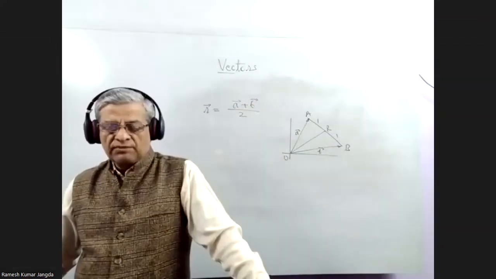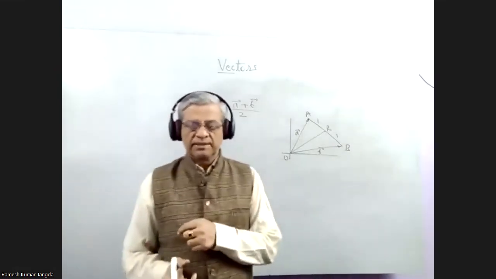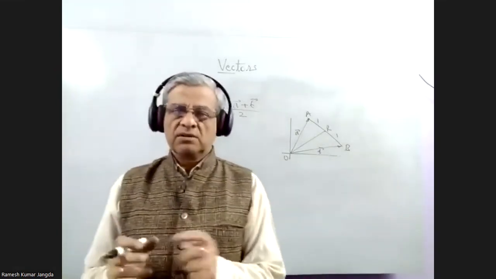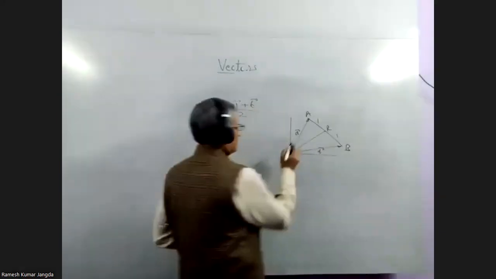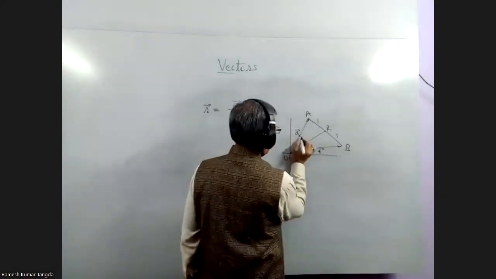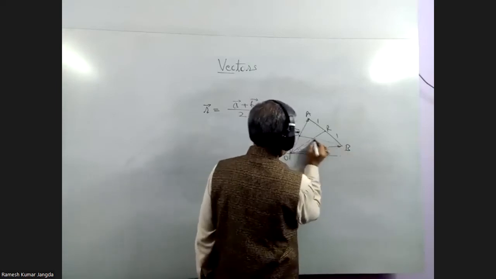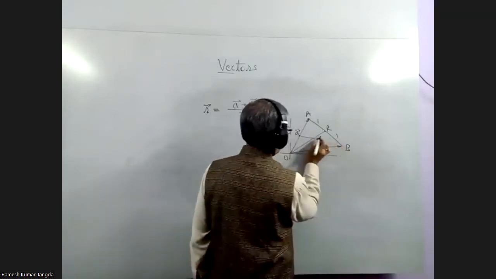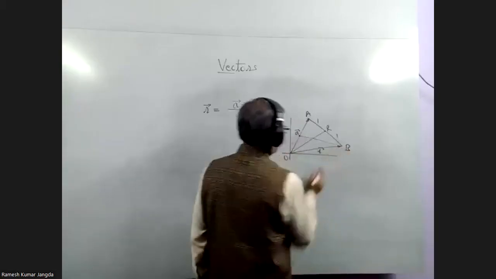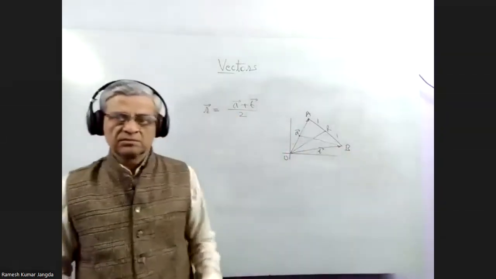Okay. If I draw another median, means I take the midpoint of this side and join with B. I have a question. Please ask. You know when you wrote R equals A plus B, why isn't it minus A plus B?